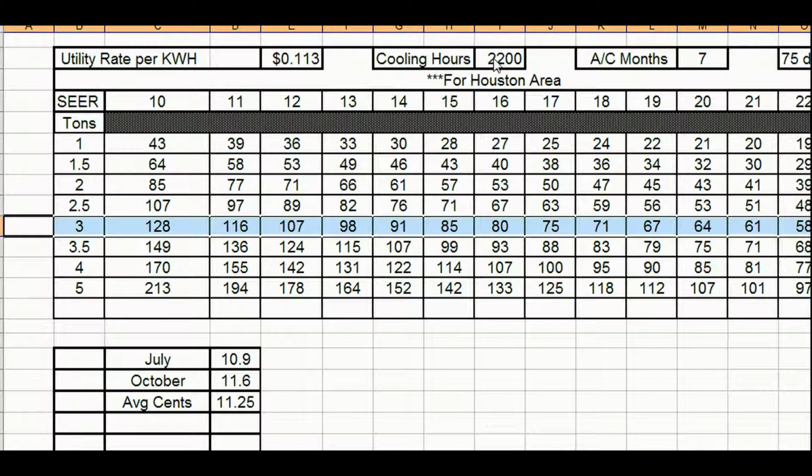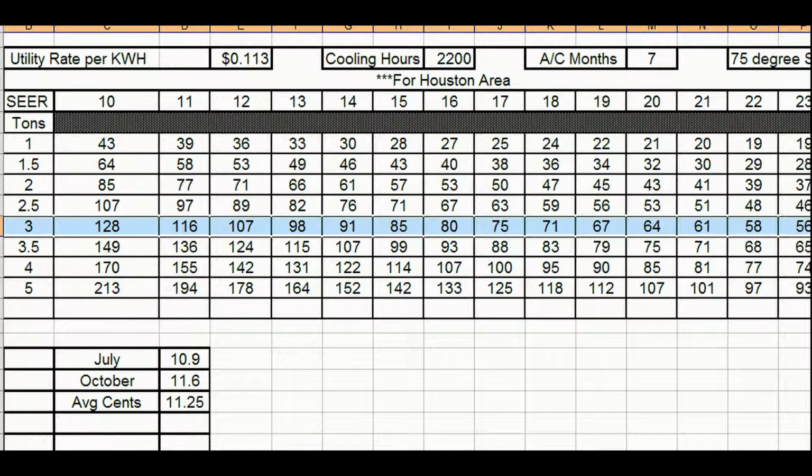My cooling hours are 2,200 hours for the Houston area. This is important because if you live in some other area within the United States, then your cooling costs can differ. We want to find $32.62, which was my cost for running my air conditioner in July. Now, if you go back and subtract the two, you'll see that that $32.62 is right.